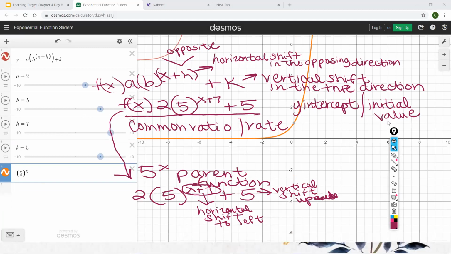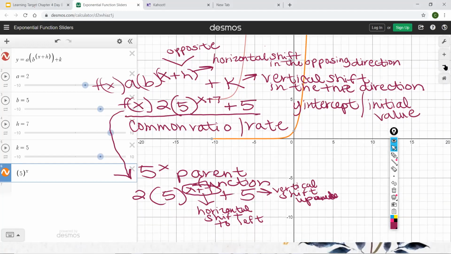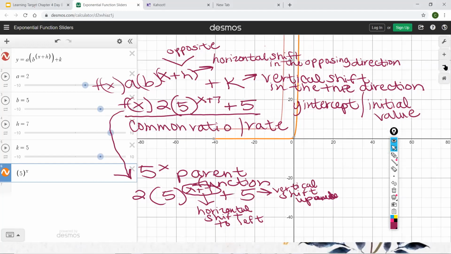Okay, so I want you to look at this line. I'm going to zoom out some. What's my thick orange line? The parent or the baby? This is the parent function. This is the baby function, right? So in comparison of the parent to the baby, does the baby shift to the left 7?